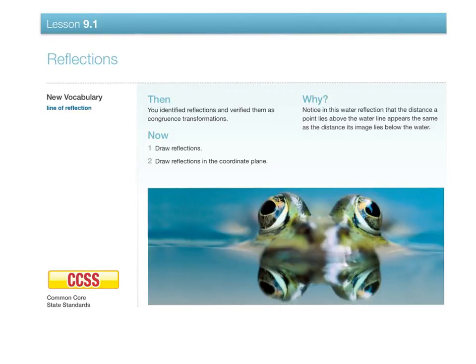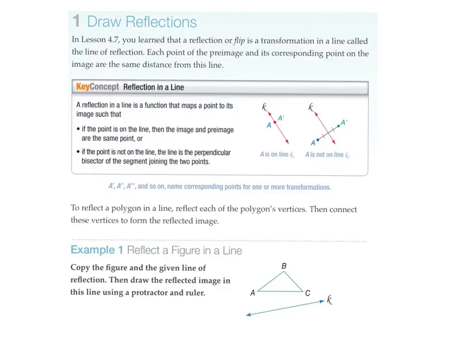All right, starting chapter 9, 9.1, reflections. Only one new vocabulary this time, the line of reflection. This is the line that you are given or you will have to locate, depending on the type of question that you've been given, and you reflect the given shape over that line the same distance away from that line as your original shape.